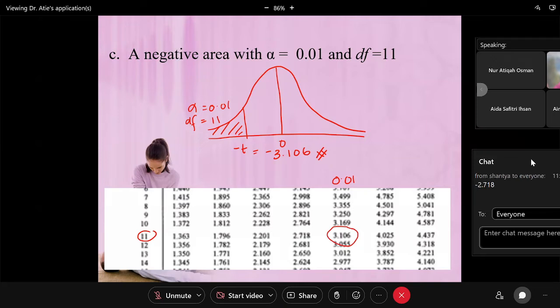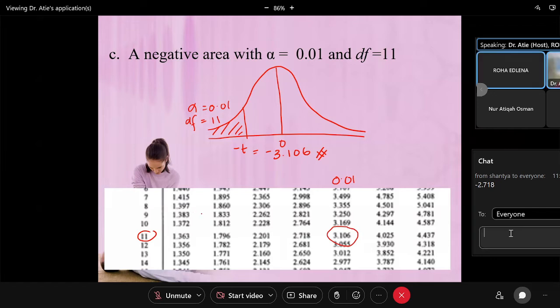Sorry, doctor. I think for the 0.01 it is 2.718. Oh, okay. Wrong place. Okay, okay. So sorry. Okay, supposed to be this one, right? Not this one. So our answer is, I put it here, negative t is equal to negative 2.718. All right, thank you.